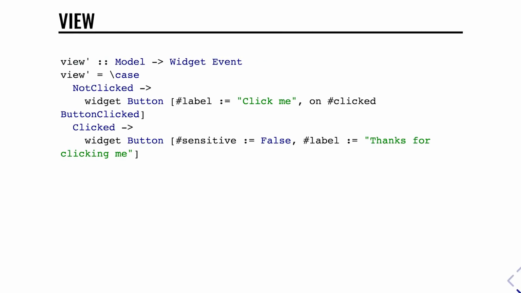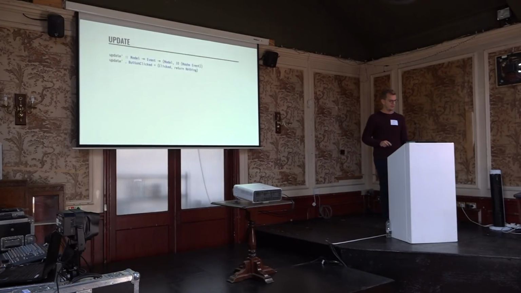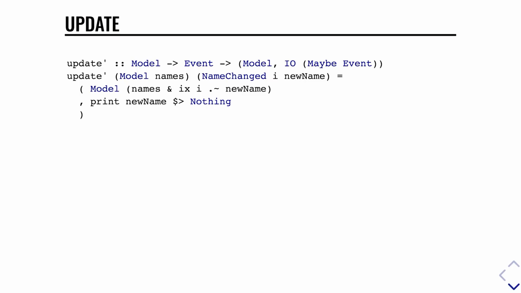The view function will pattern match on the current model, or current state if you like. If it's not clicked, then we will create a button that says click me and that has the event button clicked emitted. If it already is clicked, then it will not be sensitive and it will have another label. The update function doesn't really care about the current state. It just says that if the button is clicked, then we will be in the clicked state.